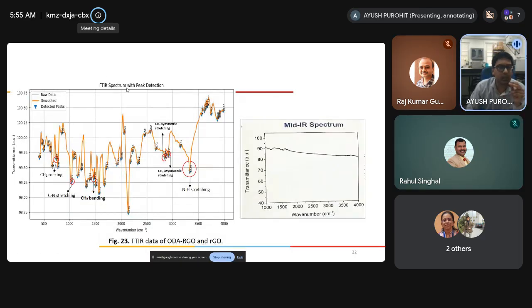So this is the FTIR spectrum with peak detection of the same ODA-RGO and the commercially purchased RGO. So here these are some peaks which determine the attachment of ODA to the RGO, reduced graphene oxide. So this is due to stretching. This is CH2 asymmetric stretching. There are two CH2 stretchings. If the stretching is in the same direction or showing the same behavior, then this is symmetric stretching, and the other is asymmetric stretching in the opposite direction.